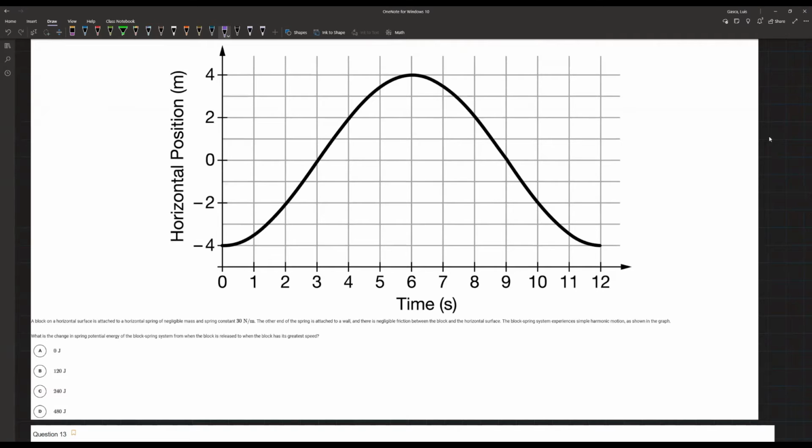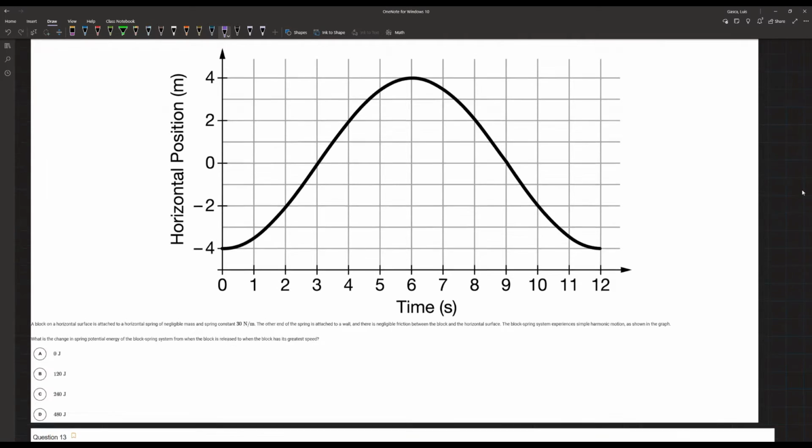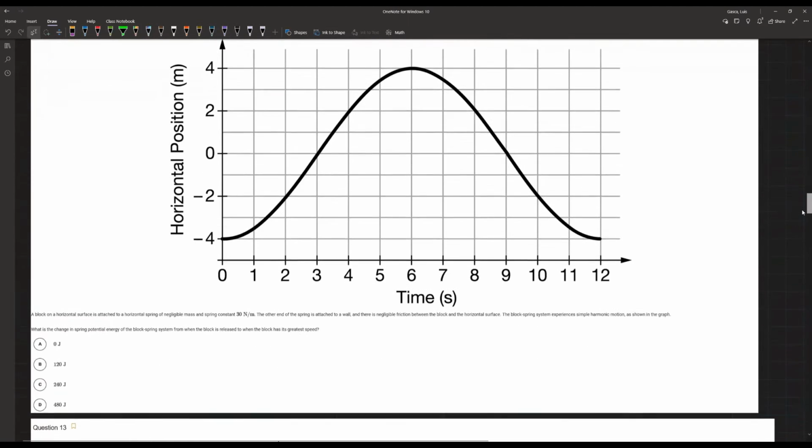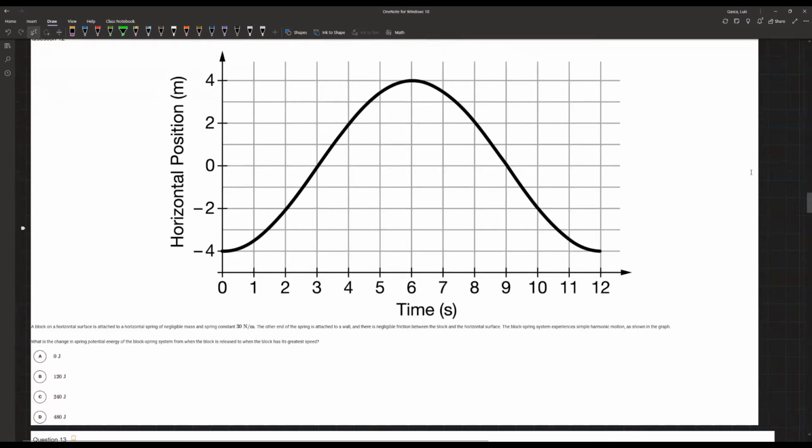Let's go to number 12. And again, if you have questions, don't be a stranger. All righty. Oh, I need to bring back the cursor. All right. Number 12. Looks like we have horizontal position and time as a graph here.